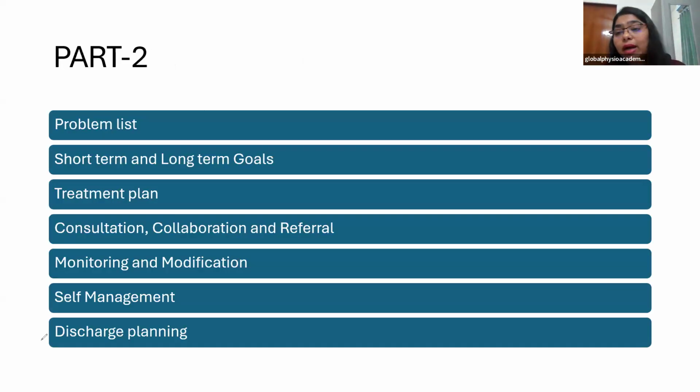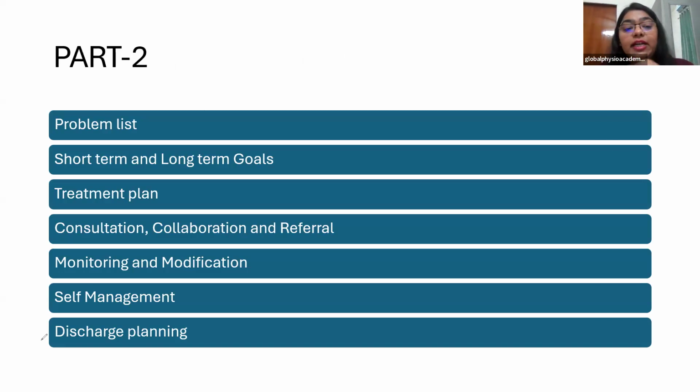So this is my case 1, where I'm working with the subjective and objective examination. Versus part 2. Part 2 means, once I've done the examination, I understand my patient's problem list. And on that problem list, I can work with a short-term goal and long-term goal. I will make a treatment plan.